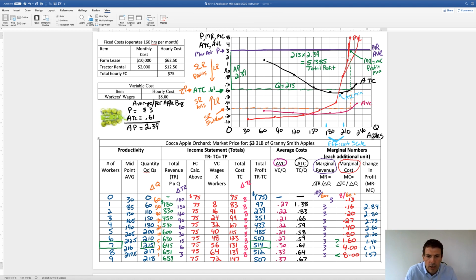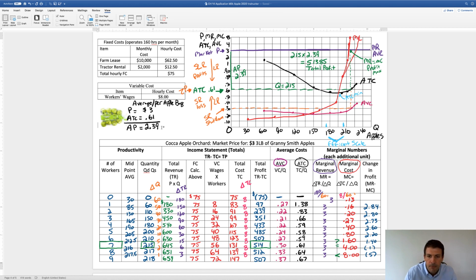Again, total cost is just your fixed cost plus your variable cost. So you just take 75 plus 0 is 75. 75 plus 8 is 83. 75 plus 16 is 91. So again, I'm also going to need my change in total cost to calculate my marginal cost curve. So it should just be 8 all the way down because we kept it fairly simple.